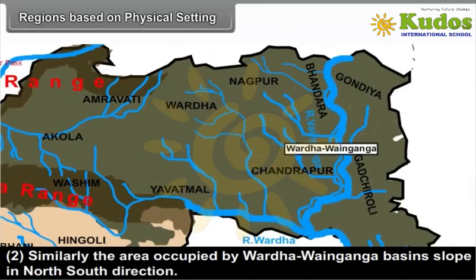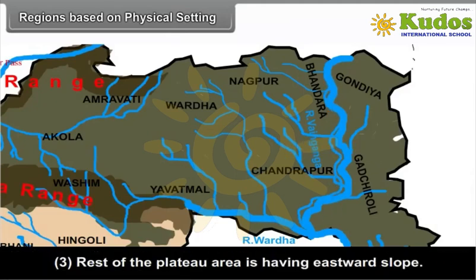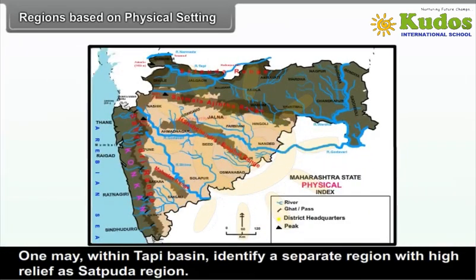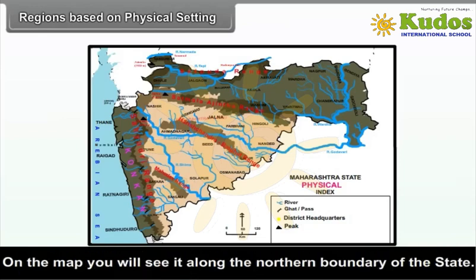Similarly, the area occupied by Wardha-Wainganga basins slopes in north-south direction. Number 3. The rest of the plateau area has an eastward slope. Within Tapi Basin, we can identify a separate region with high relief at Satpura region. On the map, you will see it along the northern boundary of the state.